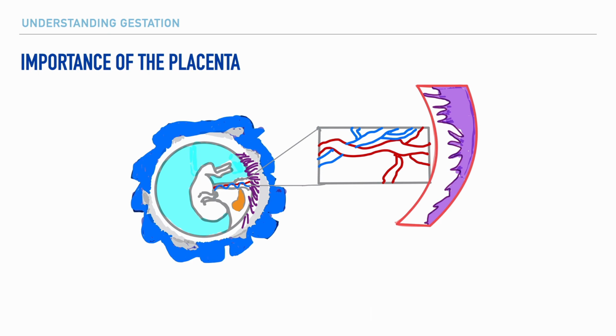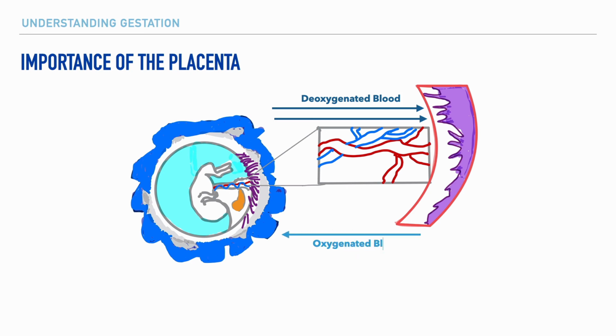Deoxygenated blood, or blood that has already made its deposit of oxygen and nutrients to the embryo, needs to become reoxygenated. So deoxygenated blood is transported from the embryo to the placenta via 2 paired umbilical arteries. And as a result, oxygenated blood returns to the fetus via a single umbilical vein. In addition, the placenta serves as the site for gas exchange, nutrients, and waste between the child and mother.